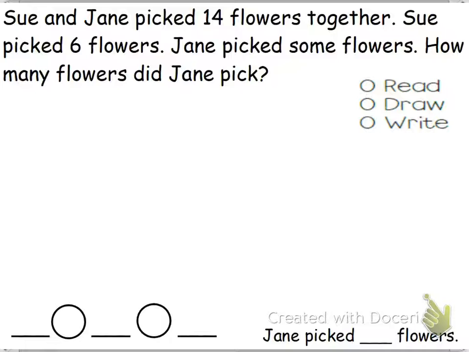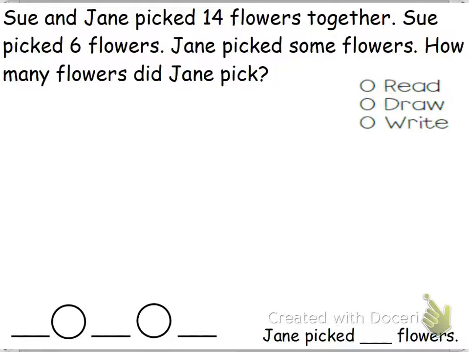So now let's look at this. It says, Sue and Jane picked 14 flowers together. Sue picked 6 flowers. Jane picked some flowers. How many flowers did Jane pick? So what are we noticing here? Well, we know that they picked 14 flowers together, right? Out of those 14, Sue picked 6 of those 14. And then Jane picked some of the 14. How many flowers did Jane pick?